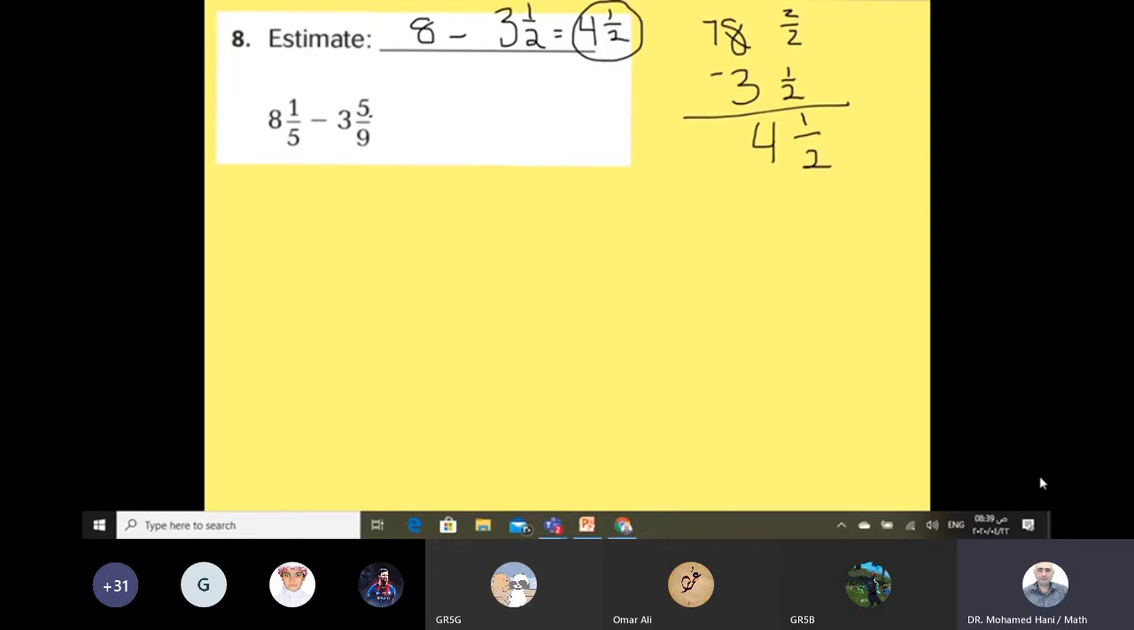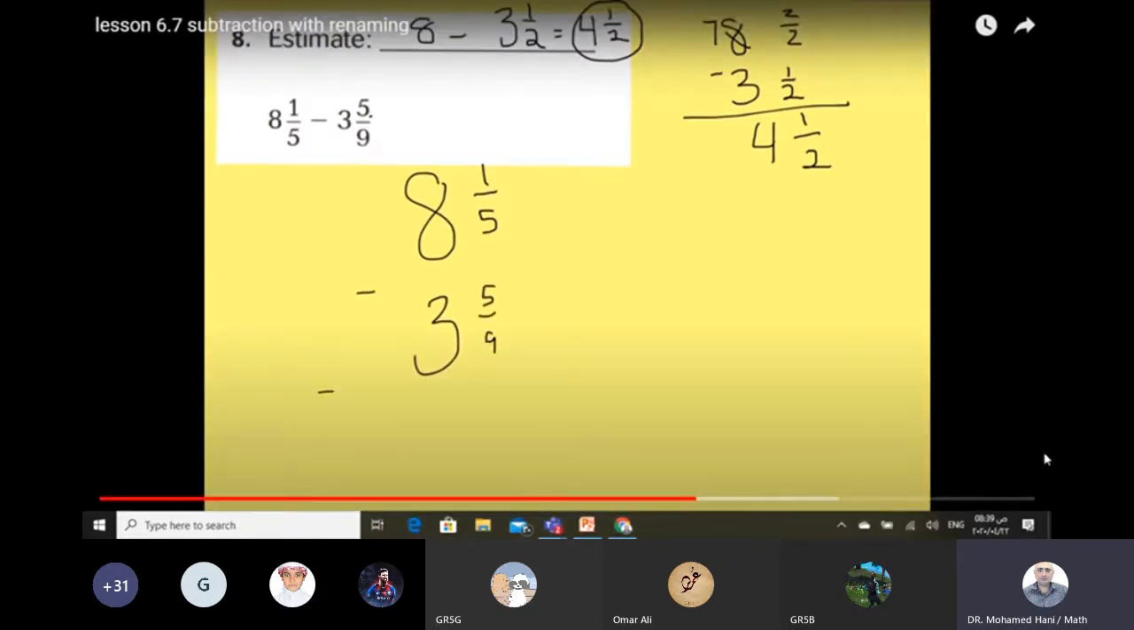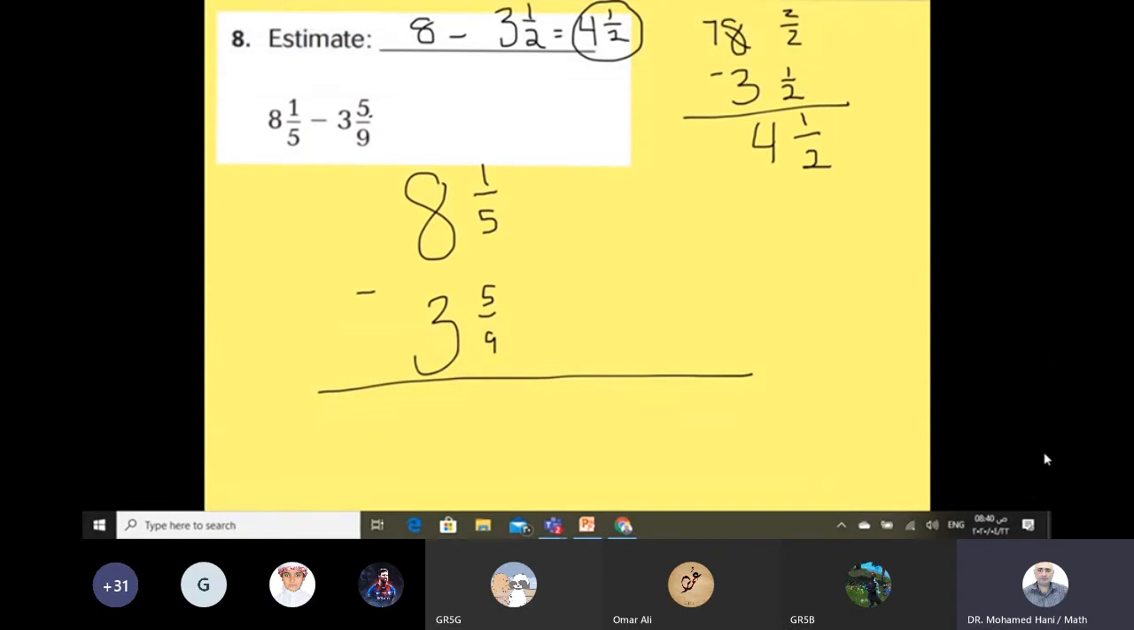All right. Now let's go ahead and subtract. Here we go. I'm going to go ahead and set it up vertically. 8 1/5 minus 3 5/9. All right. Now, if you would like to pause the video and do it ahead of me, so that way you can see if your answer will match mine, you can pause the video now. But if you still want the guidance, just continue listening.